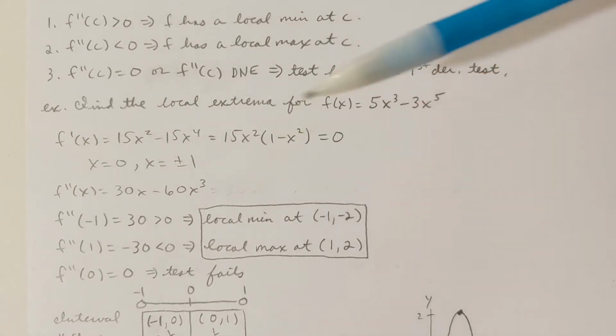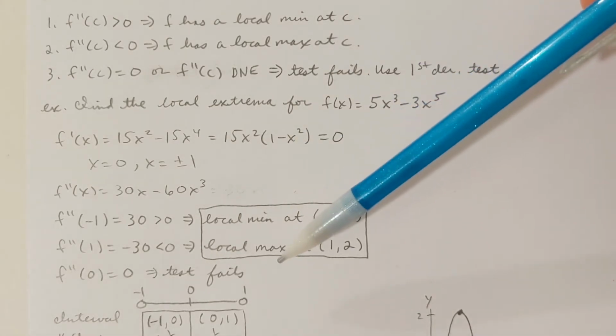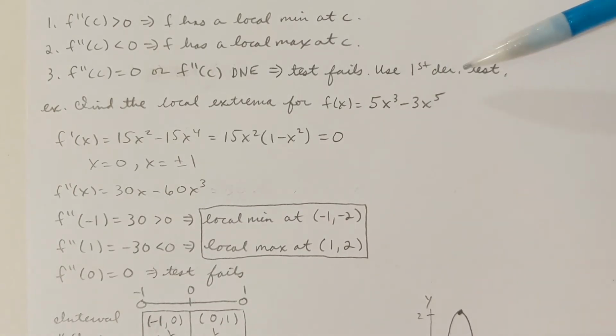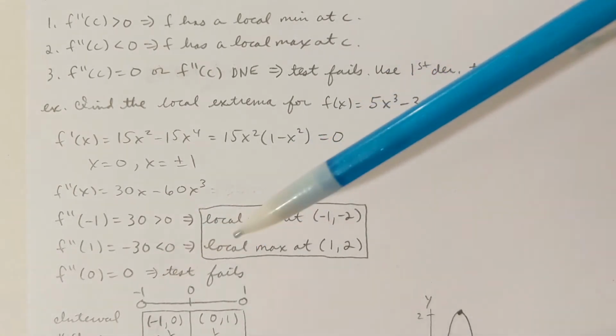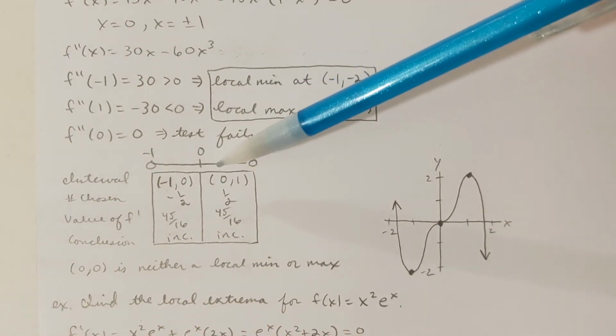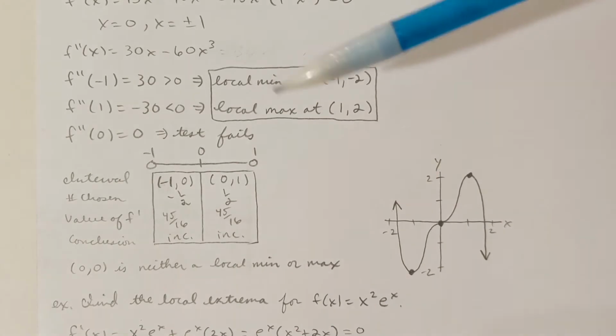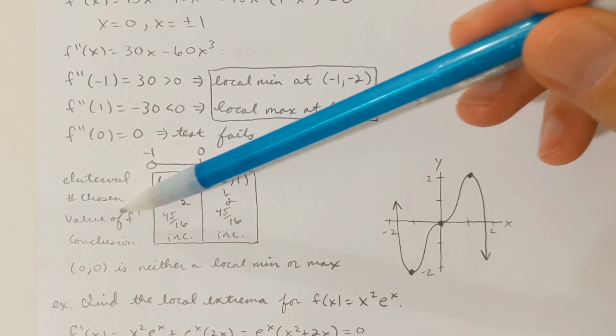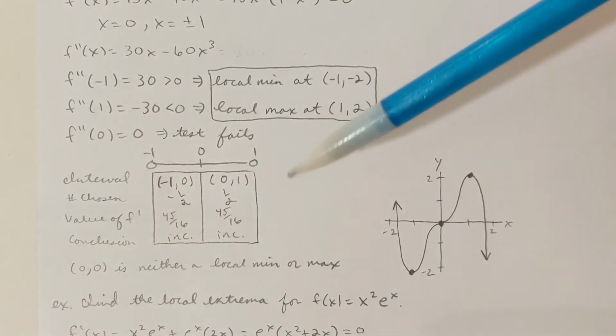I'd still like to know if I have a local min or a max at 0, 0, so I'd want to use the first derivative test as my next option here. Now, the first derivative test is where we are producing a table. I've got that set up here: interval, number chosen, value of f prime, and then our conclusion.